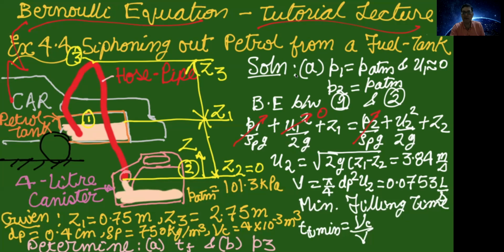So to calculate the filling time, you basically take the ratio of the volume of the canister, which is shown here, and divide by the volumetric flow rate. Once you do that, as shown here, which is 4 liter divided by 0.0753 liter per second, you get the minimum filling time as 53.1 seconds.